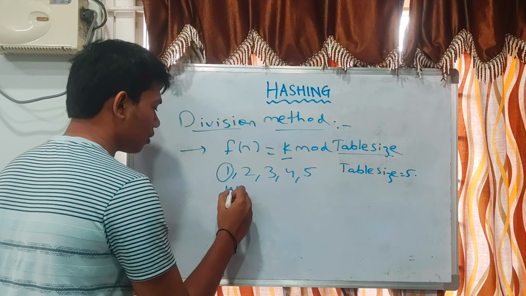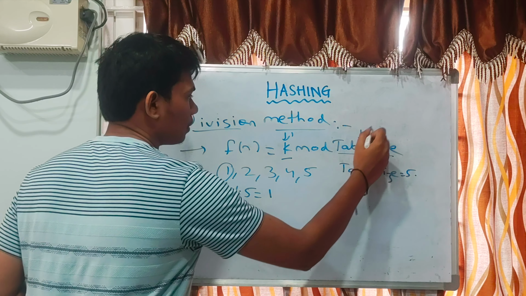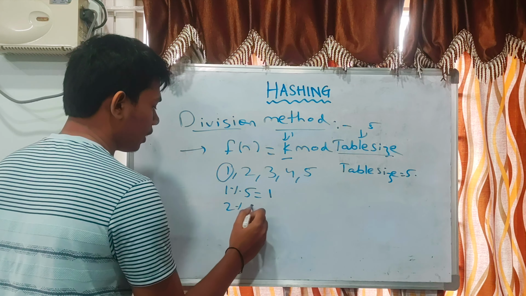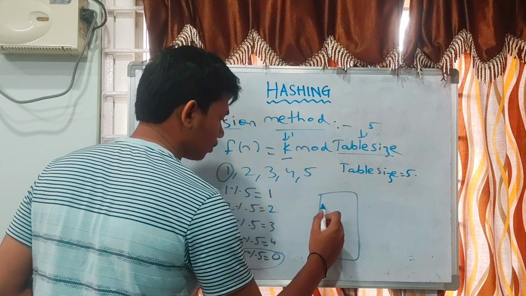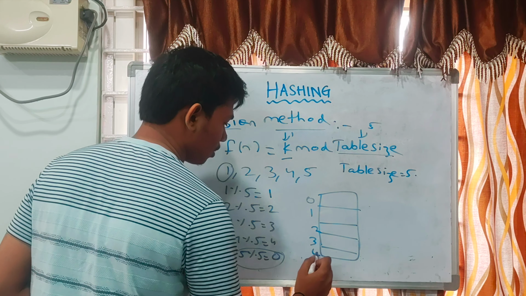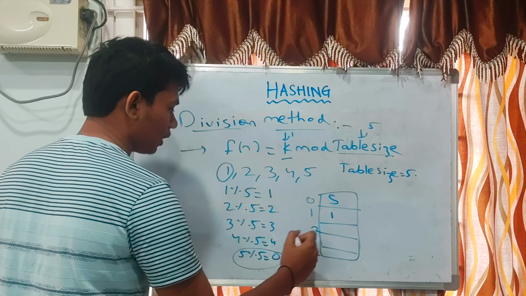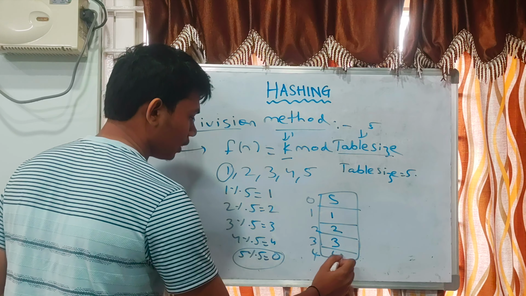So if we do 1 mod 5, then the value is 1. Here key is 1 and the table size is 5. And 2 mod 5, we will be getting 2, 3 mod 5 is 3, 4 mod 5 is 4, and 5 mod 5 is 0. So in the 0th index, we are storing the element 5, and in the first index, we are storing 1, second index 2, third index 3, fourth index 4.